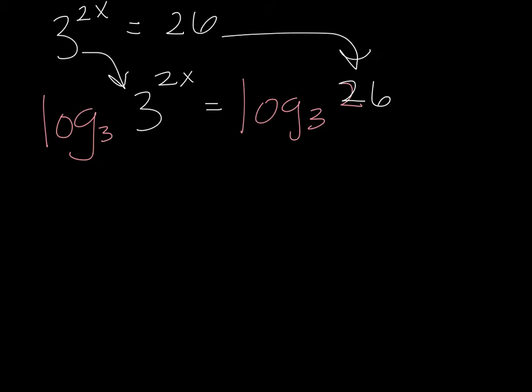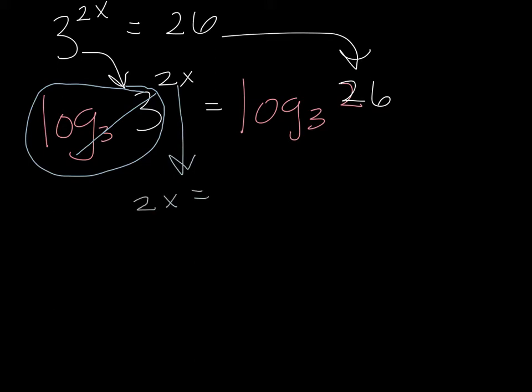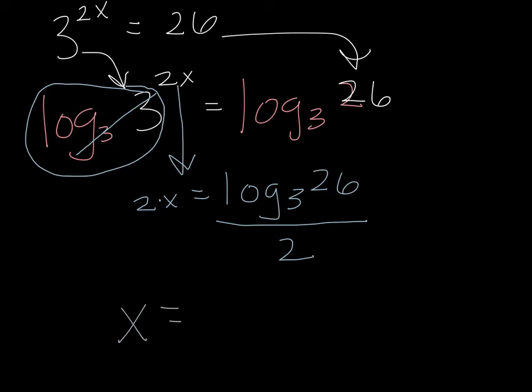Now if you do this into your calculator, log base 3 with exponential 3, those two cancel each other out, leaving me with just whatever the exponent is. This is not going to be a nice number, so I'm going to leave it just like this, log base 3 of 26. And then this says multiplying. The opposite of multiplying would be dividing, so I'm going to divide by 2. So x will be equal to whatever this is in my calculator.